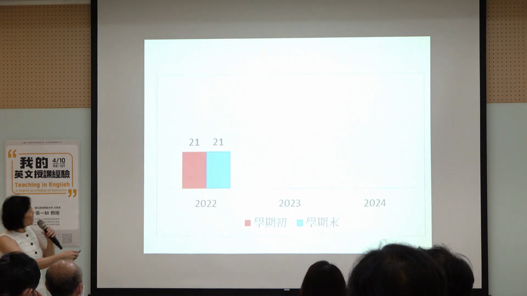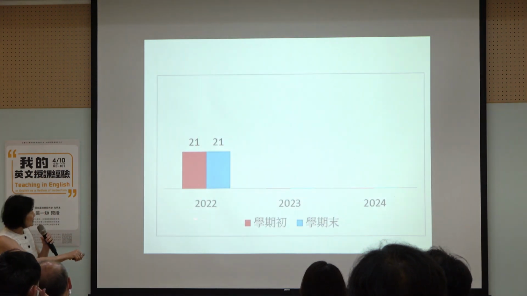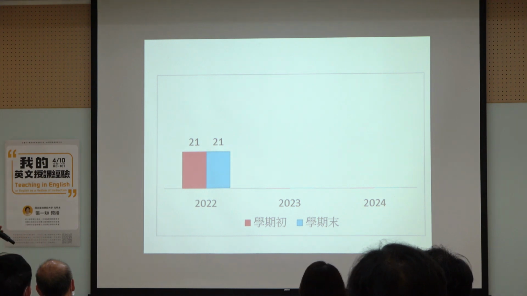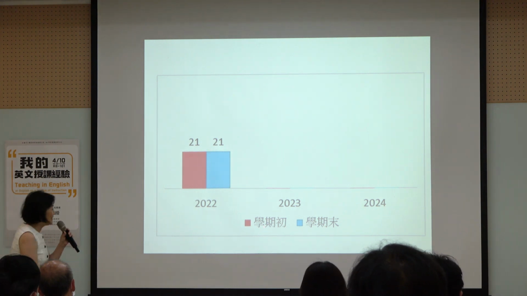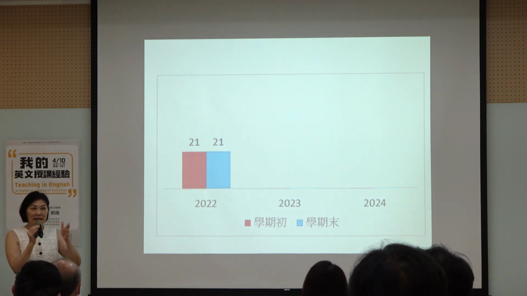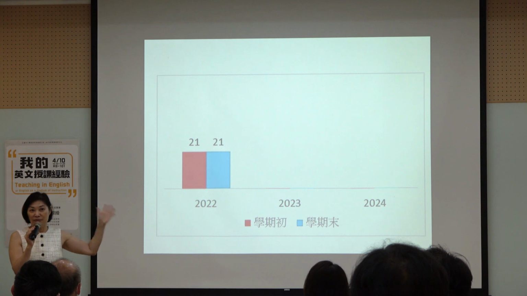Okay, so then I started in 2022. In that year, I started with 21 students, and all 21 went through to the end, from the beginning to the end. The reason for that is that this course is for undergraduates, and it's also an elective course.